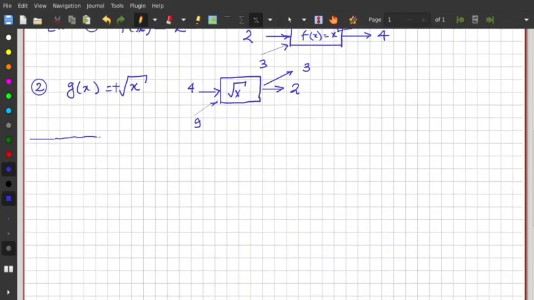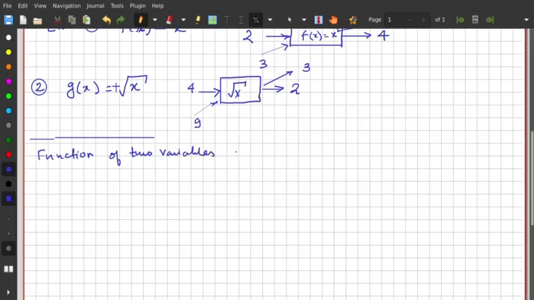So let's say we have a function of two variables, f of x comma y, and that provides an output. Now here you see the domain is, so x can be any, let's say again we are dealing with real variables, any real number, y can be any real number, and the output can also be any real number.